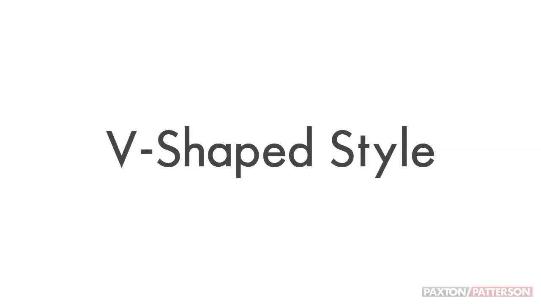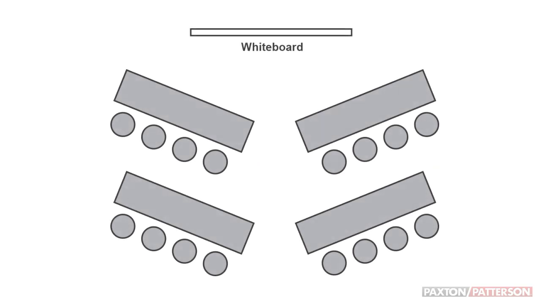V-shaped style. Similar to the classroom style, but in this arrangement the tables and the chairs are tilted with an upward and inward angle so that even the person on the farthest end of each row can see the speaker or observe what is happening without much struggle.